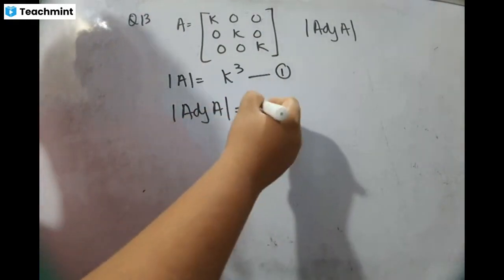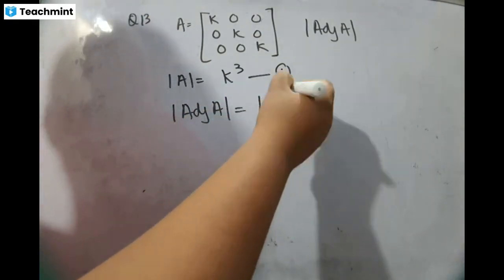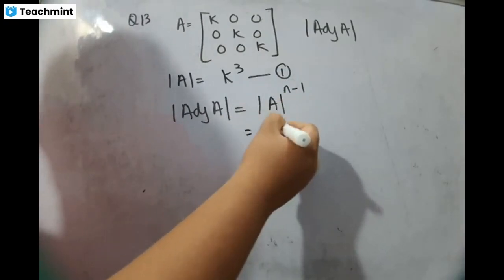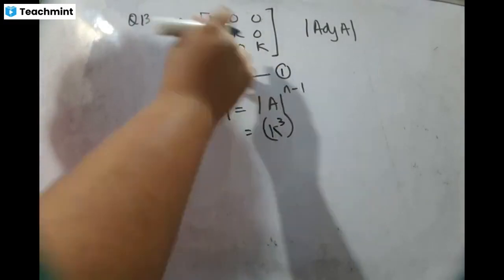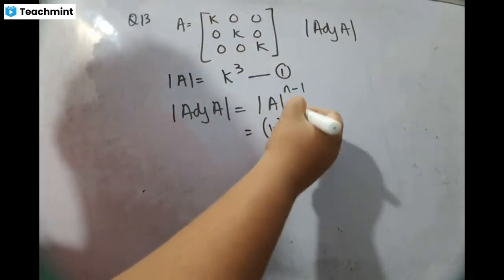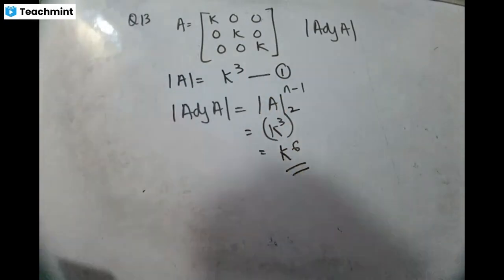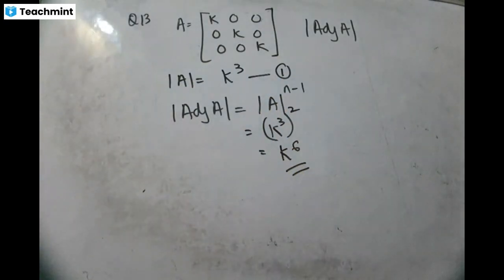Determinant of the adjoint is determinant of the matrix A to the power n minus 1. So what is the determinant of A? I got it to be K cube, to the power n minus 1. What is n? It's a 3 cross 3 matrix, so 3 minus 1 will give you 2. So the determinant of this particular adjoint is K to the power 6. A very important question, question number 13. So please copy this.